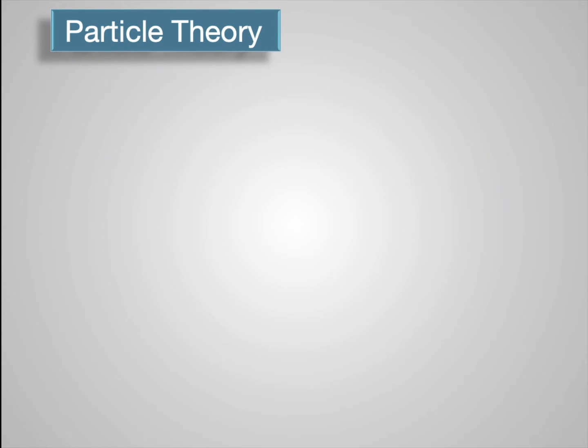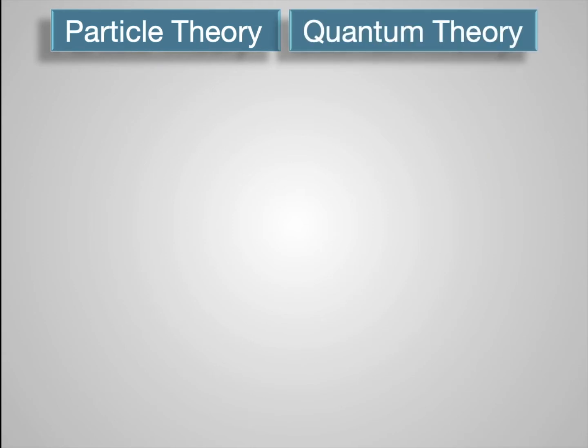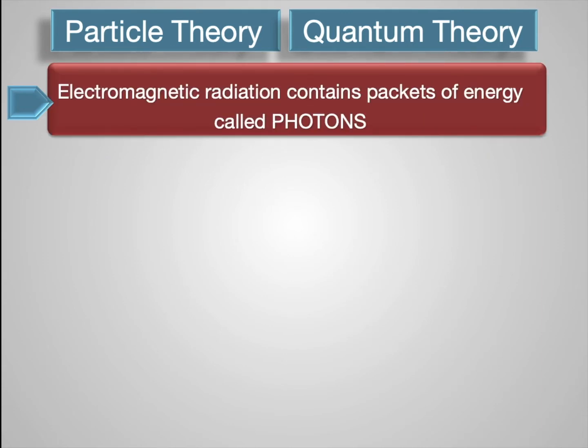Since the wave theory failed to explain these observations, we needed a new theory to explain the photoelectric effect. That's what you call the particle theory or the quantum theory. Let's see what quantum theory says about light. Quantum theory says light is not a continuous flow, like wave theory said.